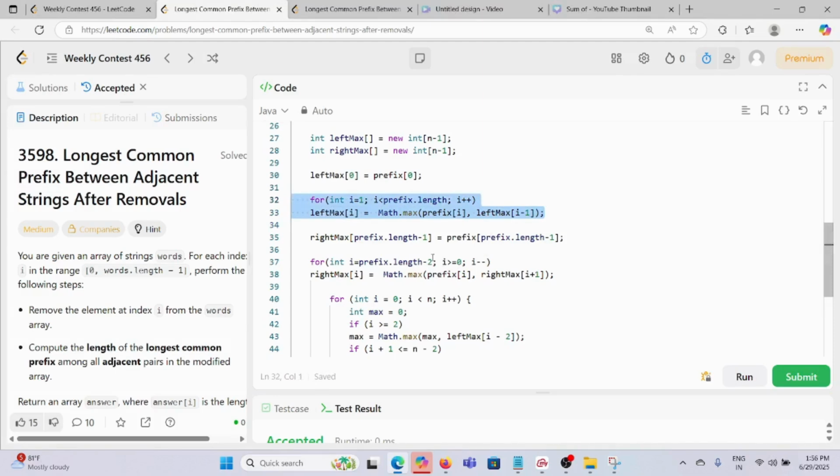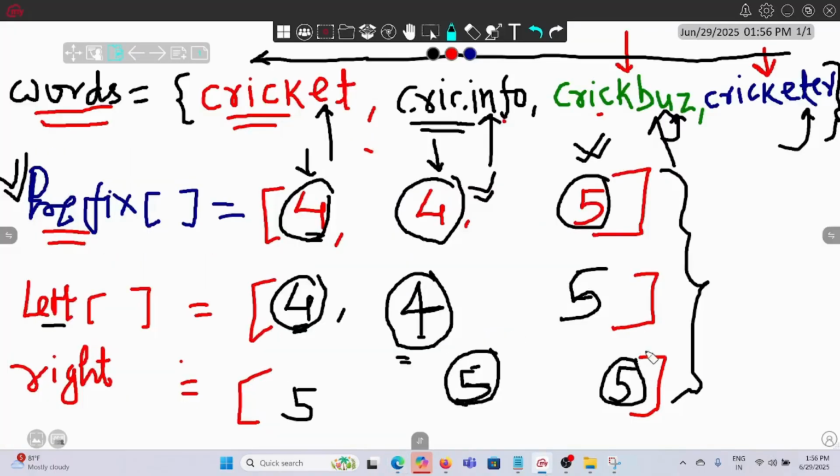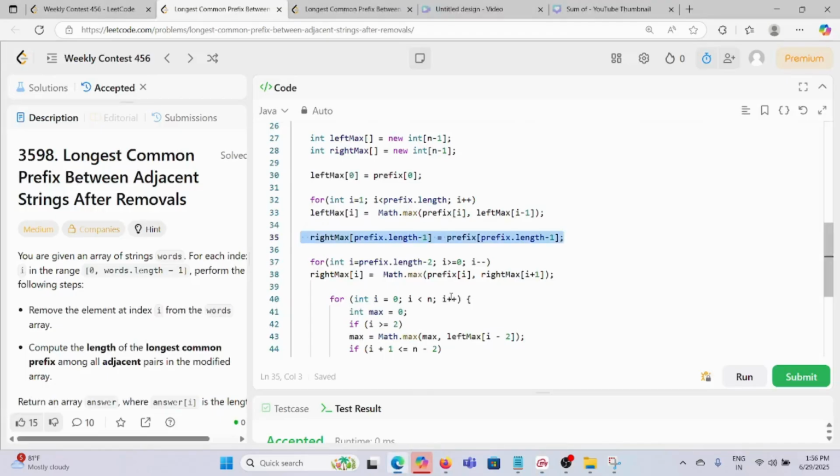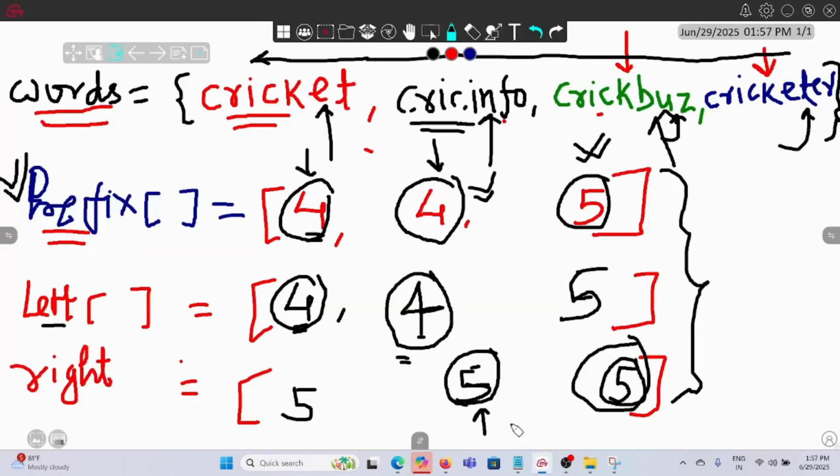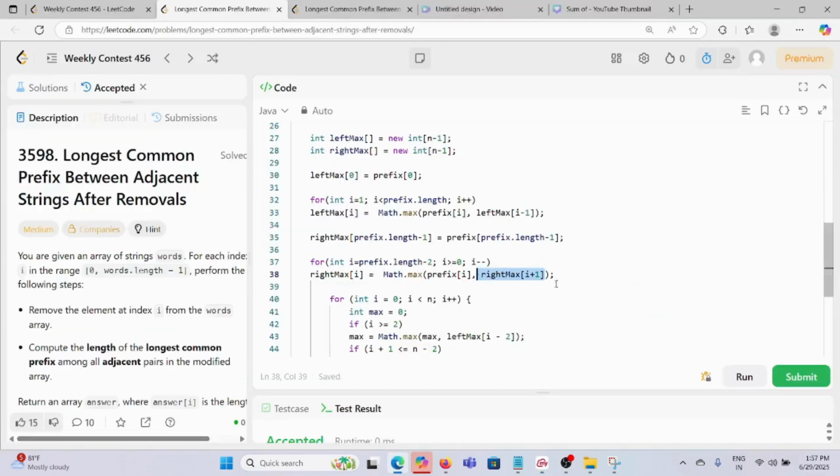Now we are going for the right max. We created this right max also, and initially whatever is the rightmost value in the prefix we put here, just like we did here. We initially directly put this value from prefix, then we started from this one. Similarly, we start here from prefix dot length minus 2 till I greater than 0, I minus minus. Now we get the maximum value of prefix I and right max of I plus 1, I plus 1 because we are going from the right side. So if we are here, we check this one and the current value of it: Math.max of prefix I and right max of I plus 1.